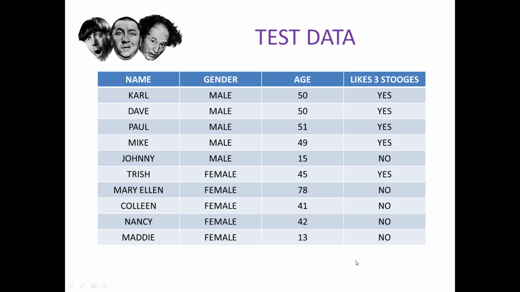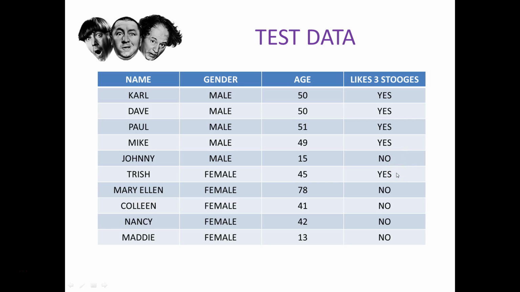However, now we introduce test data, data that the model has never seen before. What happens if we apply these same models to new data? So we have my friend Carl, my friend Dave, Paul, my sister's husband. They all like the Three Stooges. My nephew Johnny does not like them.